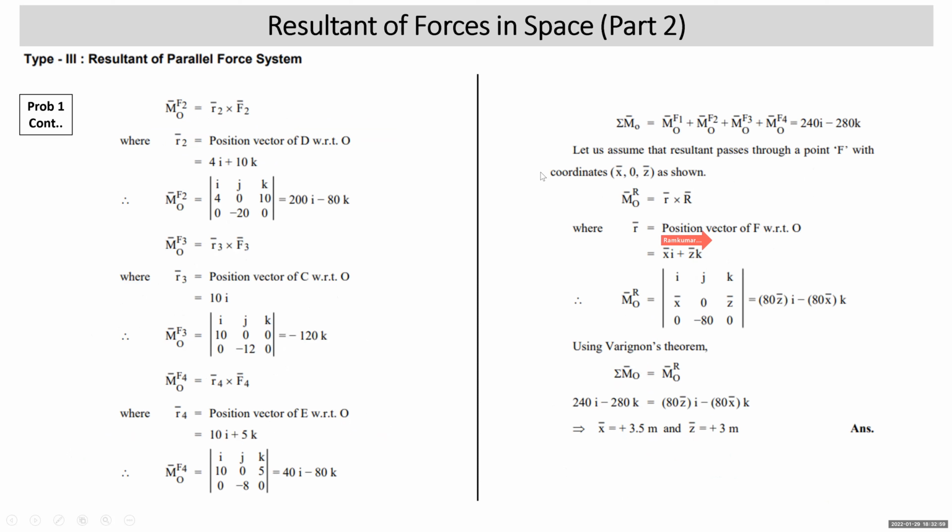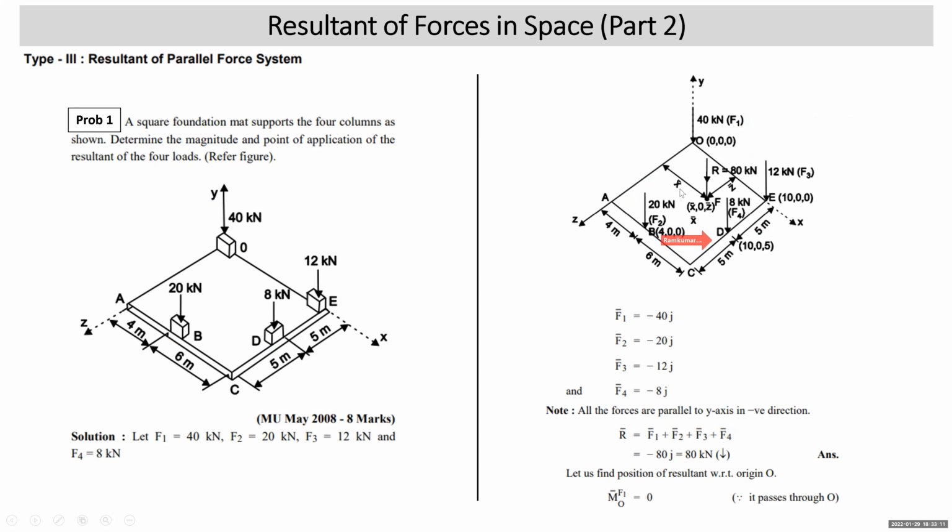Then you get sigma M_O: moment of F1 about O plus F2 about O plus F3 about O plus F4 about O. You add them up. Let us assume that the resultant passes through a point F with coordinates x bar, 0, z bar. In the diagram, you can see that we are assuming the resultant passes through point F having coordinates x bar, 0, z bar. So the position vector of this point F with respect to O will be x bar i plus 0j plus z bar k.